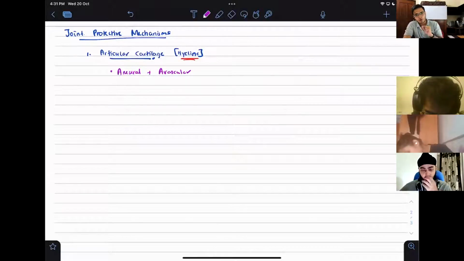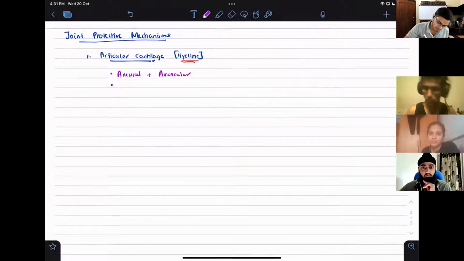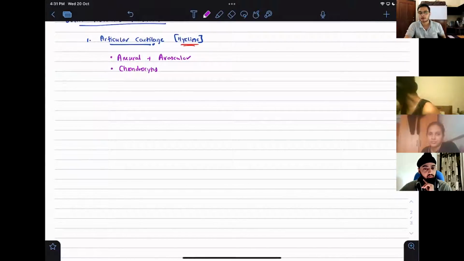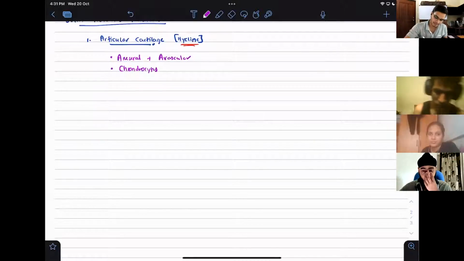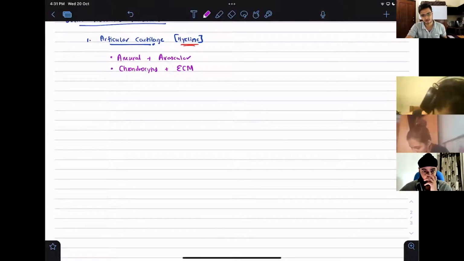What about the composition? What is articular cartilage made up of? It is made up of mainly two things: chondrocytes and extracellular matrix. We'll look at this structure.